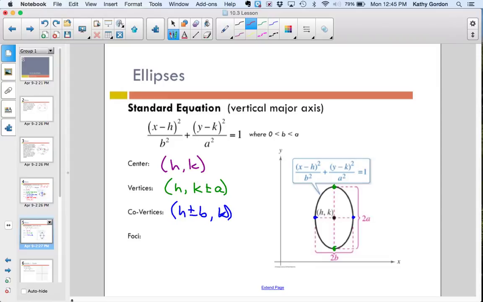And then where are the foci going to be? On the vertical or the horizontal axis? Vertical, because remember, that's the major axis. Right? So what's my ordered pairs for the foci going to be?